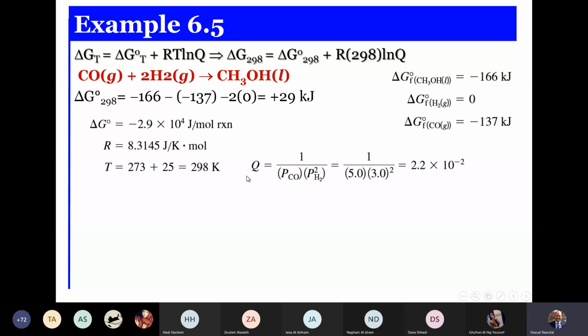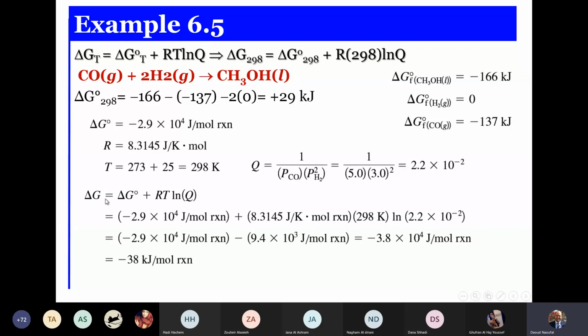Now we have to calculate Q. Q is the ratio between the products and the reactants at the given advancement. And pay attention, since CH3OH is a liquid, we use the term 1. For CO gas, we use its pressure. For H2 gas, we use its pressure to the stoichiometry 2. The pressure of CO is given as 5 atmospheres, the pressure of H2 is 3 atmospheres. So we calculated Q. Now we apply the relation delta G equals delta G0 plus RT ln Q.